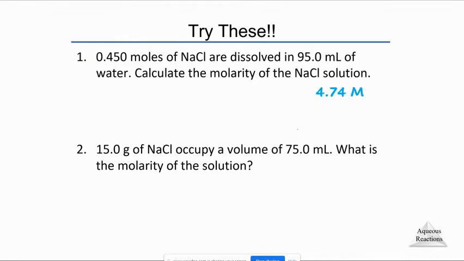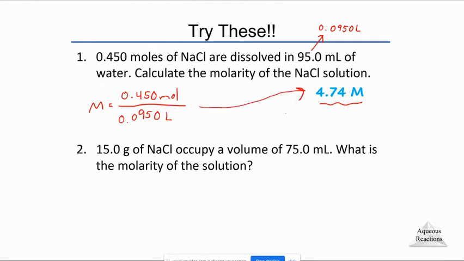For this first problem, hopefully you came up with a 4.74 molar solution. Again, molarity is equal to moles of solute. In this case, our solute is salt, or sodium chloride, 0.450 moles, and our volume is 95 milliliters. Remember that we have to have the volume in liters, so we convert this to 0.0950 liters, and that's what goes on the bottom. Thinking about significant figures, both of these measurements have 3 sig figs, and so my final answer should have 3 significant figures.